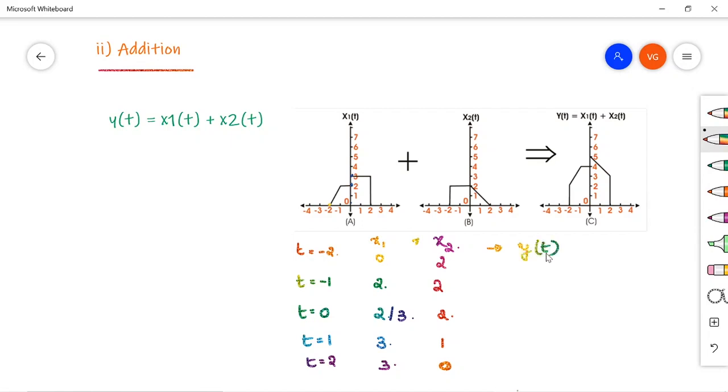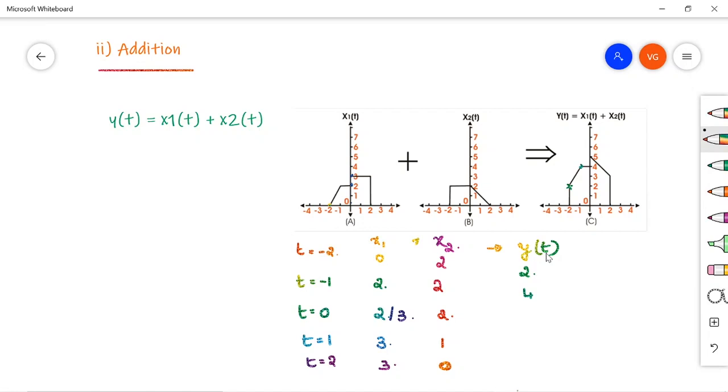At t is equal to minus 2, you have 0 amplitude here. Here you have 2. So 0 plus 2 is 2. So mark 2 here. At t is equal to minus 2, you have amplitude as 2. Similarly, at t is equal to minus 1, 2 and 2, you have 4. At t is equal to minus 1, the amplitude is 4 here. I am just adding both the amplitudes to form the new signal.